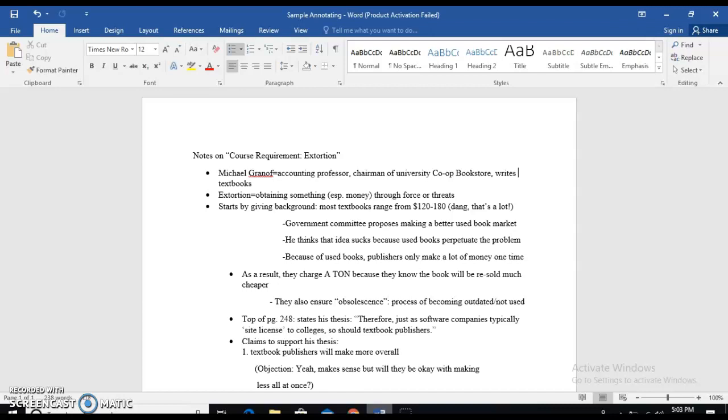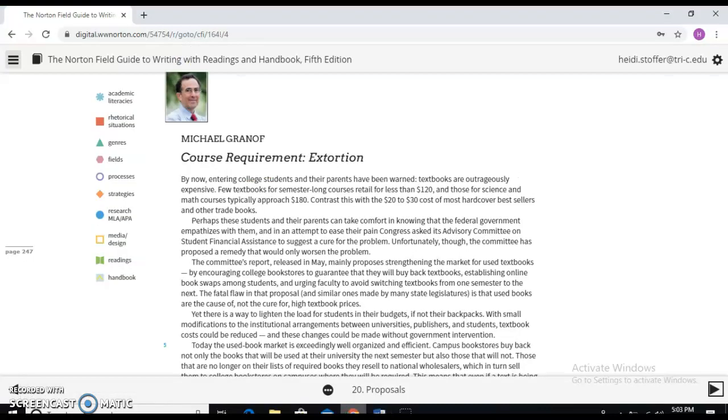So let's look at the structure of what he did here. In the first several paragraphs of the essay, he's giving background on the problem. He wants to explain the way that textbooks work and why it is that they cost so much money. And again, that's important information.